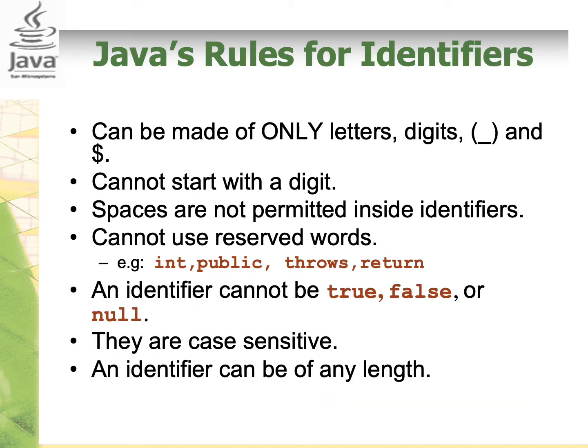There are several rules for identifiers in Java. This slide lists out some of those rules. So the first one, it says it can be made of only letters, digits, underscore, and also the $ sign. And then for your identifiers, it cannot start with a digit, and also spaces are not permitted inside the identifiers.